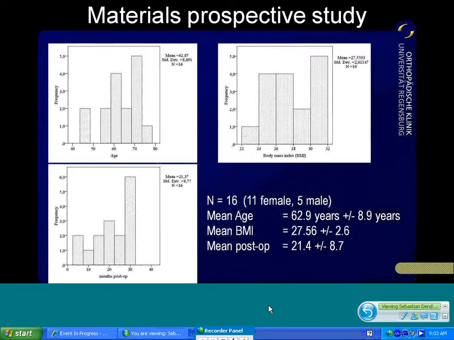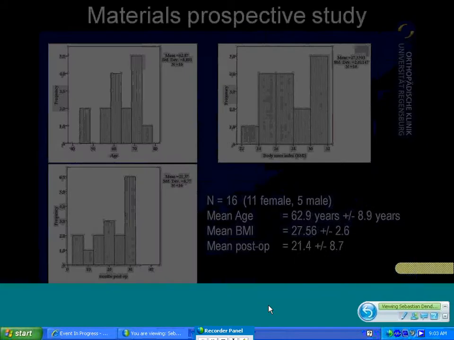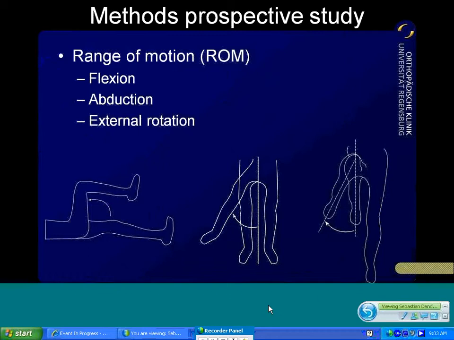So, when we move on to the methods of the prospective study, we measured three angles using a standard goniometer. As you can see on the lower left side, there's the flexion angle displayed and how it was measured. In the middle, there's the abduction angle displayed and how that was measured. And on the lower right-hand side, you can see the external rotation angle and how it was measured. Measurements were validated by repeating them 10 times in every leg and for every angle.